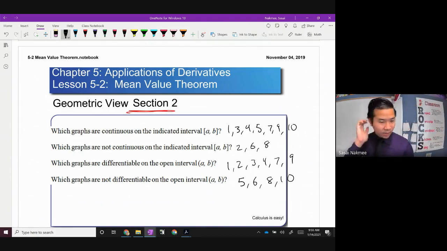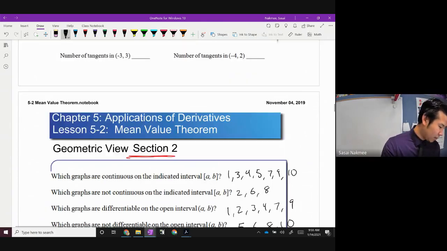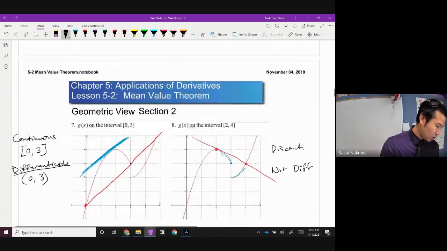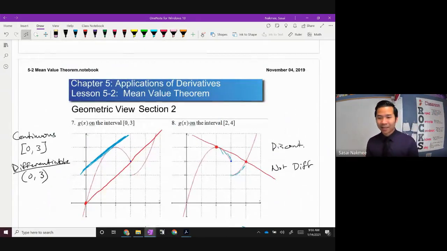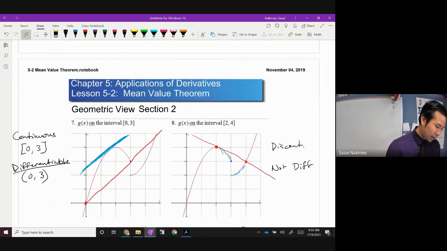Why is 7 continuous? Let's take a look at 7. That's a good question, Monica. Because you want to say this right here, huh? That jump discontinuity looks iffy, doesn't it? But here's the thing. At 3, the function is defined to this point up here. So this is actually continuous at that particular point because of the interval.